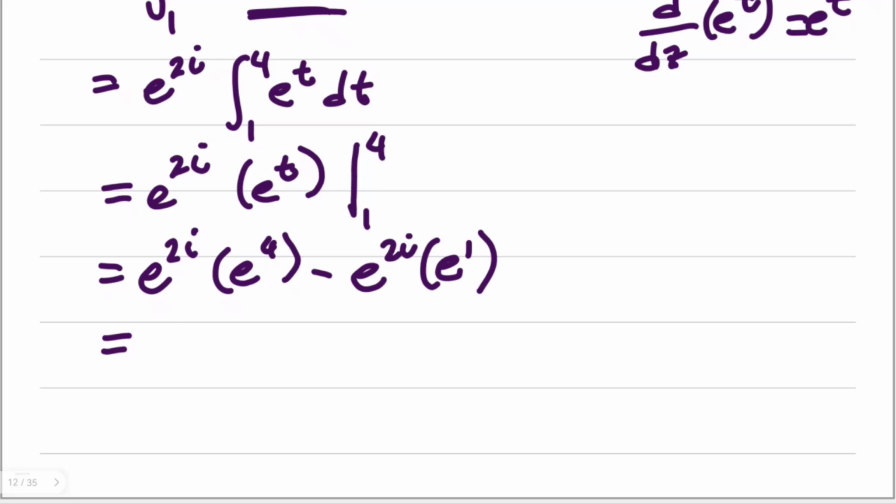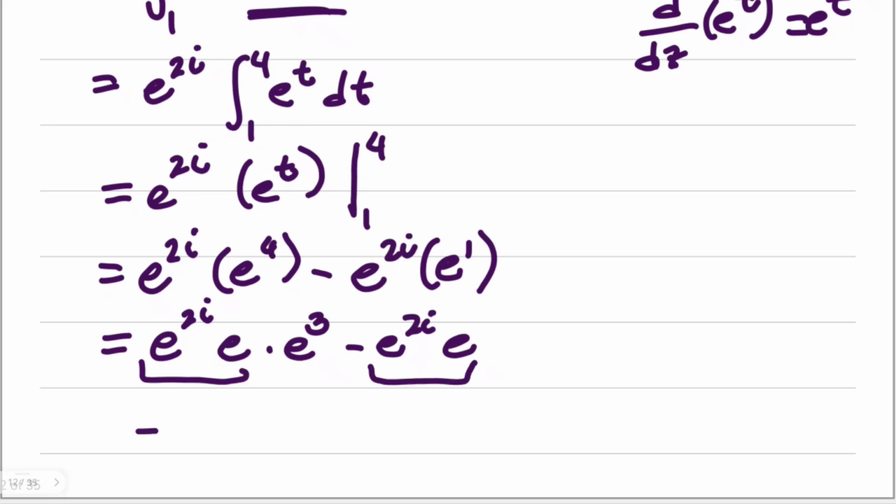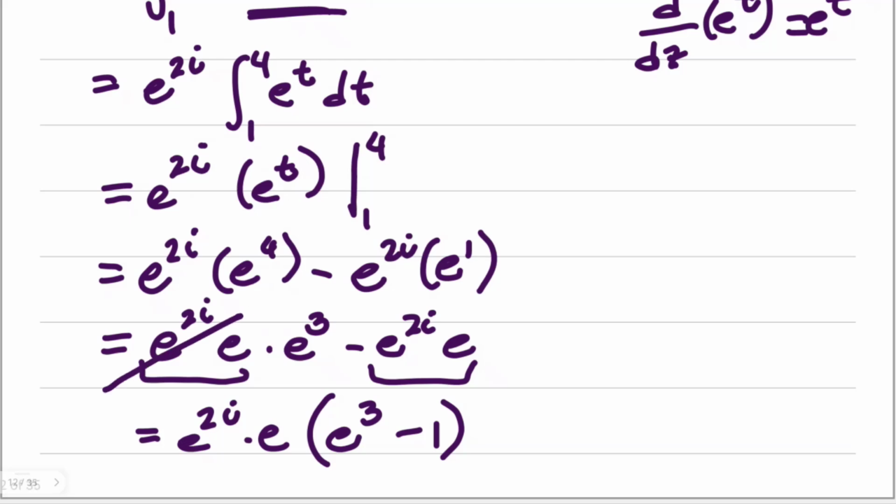Right? Now, we would like this to be simplified. You can actually break it into this portion. Your e to the power of 4 could be e to the power of 1 times e to the power of 3, right? Minus e to the power of 2i times e to the power of 1. I'm doing this because these two are factors. So I could have here e to the power of 2i times e times e cubed minus 1, as indicated here. As we factor this, I still have 1 here.